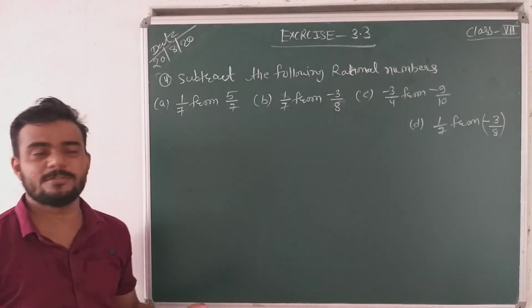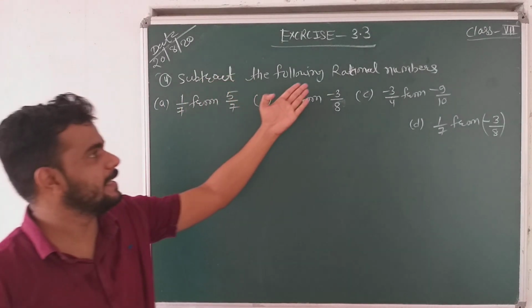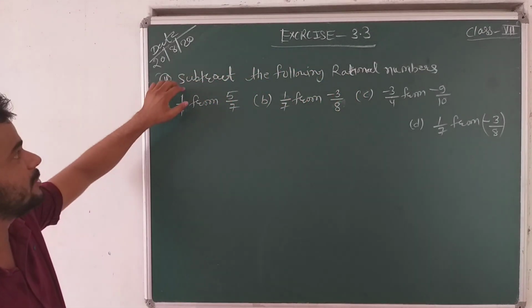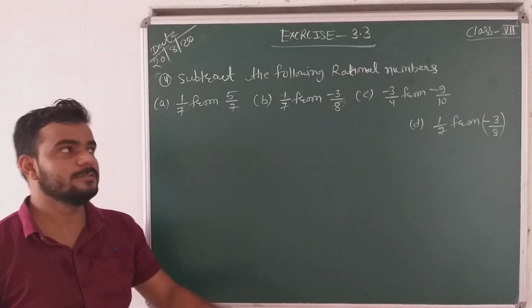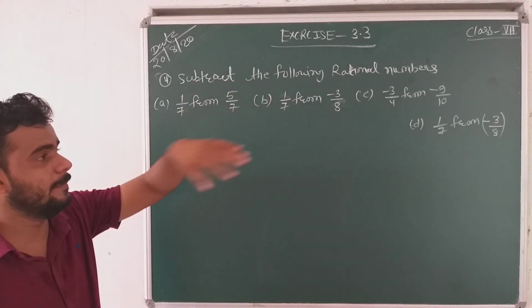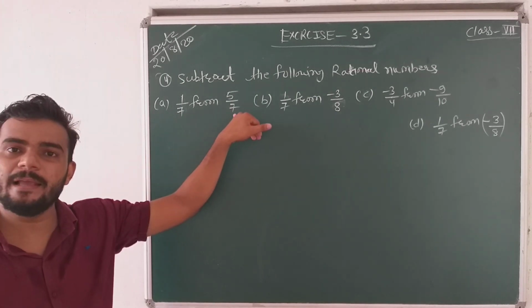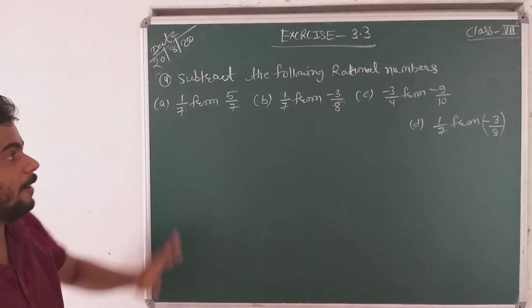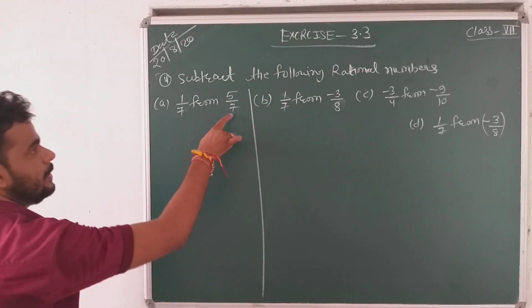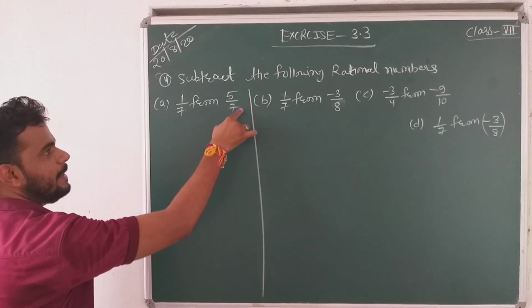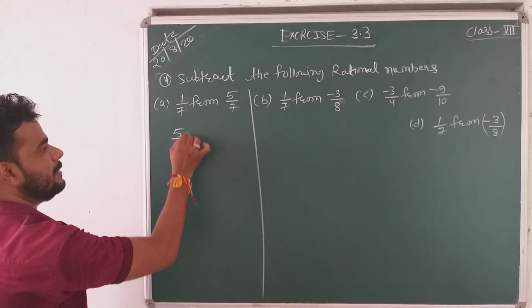Okay, so the next question: subtract the following rational numbers. In the third question we already did the addition, so now subtract the following rational numbers. "From" is written; "from" means we write the latter number first and the first number afterwards. How to solve this? Just see the first one. So 1 by 7 from 5 by 7. So first we will write 5 by 7.